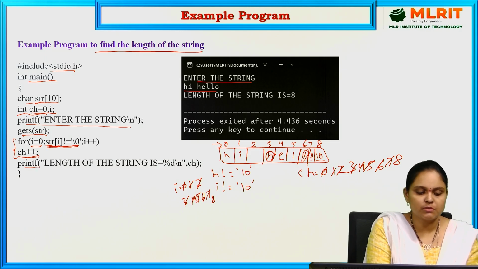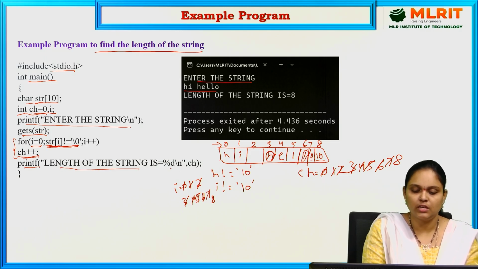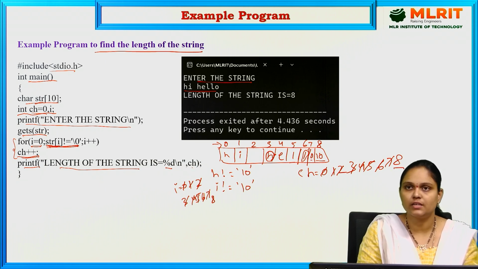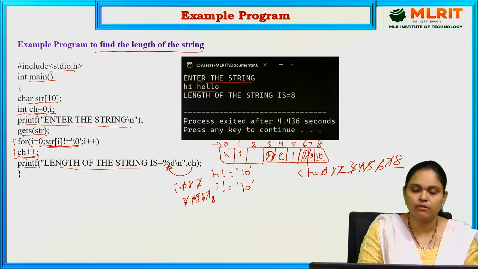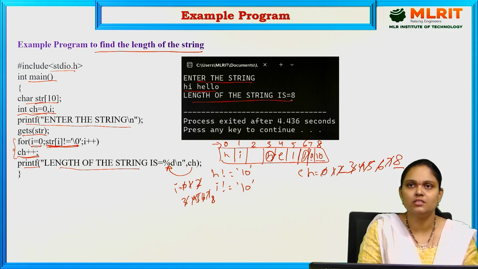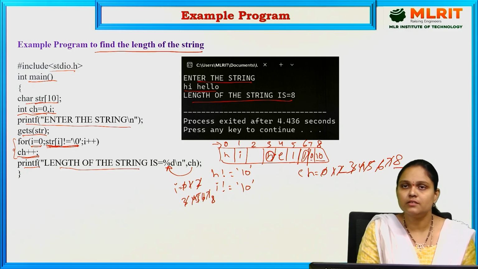By using this printf, we are printing "length of the string is %d". The ch value we have got is 8, so the 8 will be placed in front of this %d. So the length of the string is 8. That is the output that we are going to get. And this is the process to find the length of the string manually without using any string handling functions.